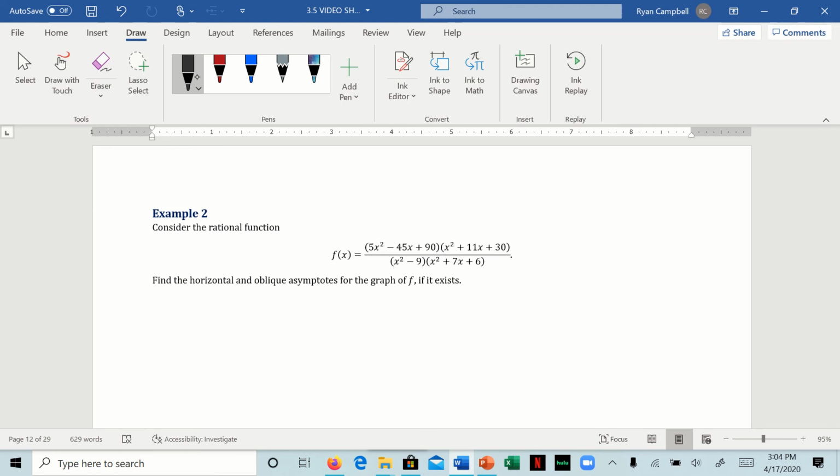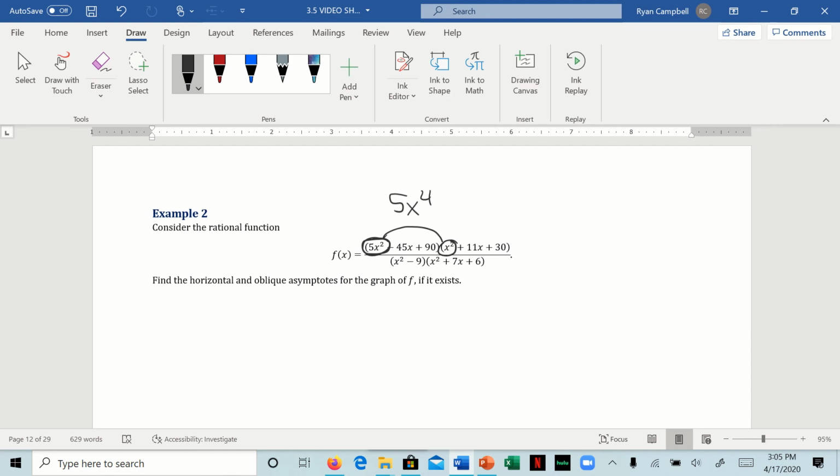So instead, what we could do, if you notice, in this polynomial, what is the highest exponent? It's this 5x squared. In this polynomial, what's the highest exponent? It's x squared. So then the highest exponent on the top is going to be when you multiply these two together. That's the only way that you're going to get the highest exponent. Everything else is going to be less. 5x squared times 11x, that's a 3. 5x squared times no x, that's just x squared. So when you multiply these two together, you're going to get 5x to the 4th.